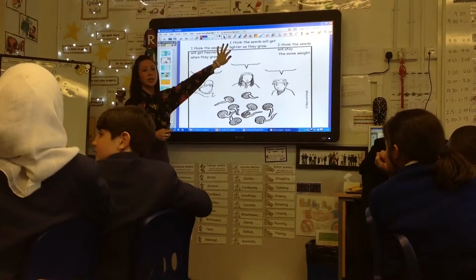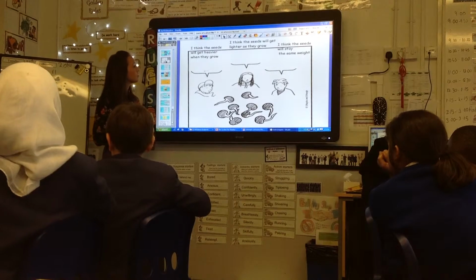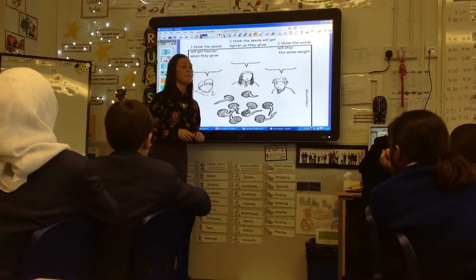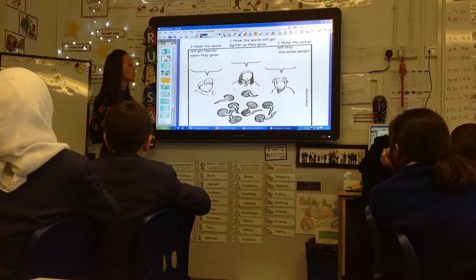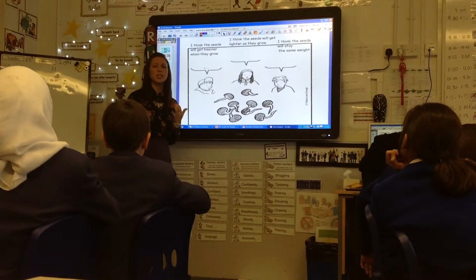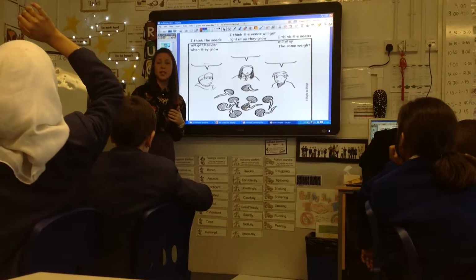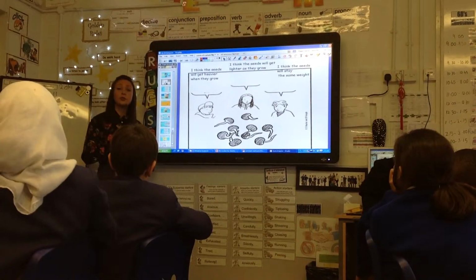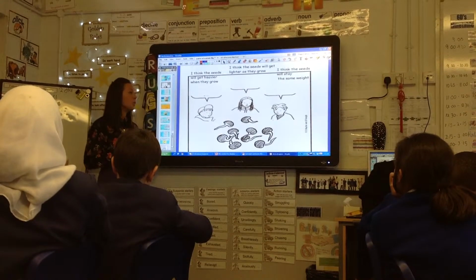Can you read this one out, please? I think the seeds will get lighter as they grow. Okay, and the next? I think the seeds will stay the same weight. Okay, so having a think, which one do you think is right? Your partner might think differently. Hands down, should we think for a moment? Okay, and maybe actually, are they all wrong? Are they all right? Which one, and why might you disagree with your partner?